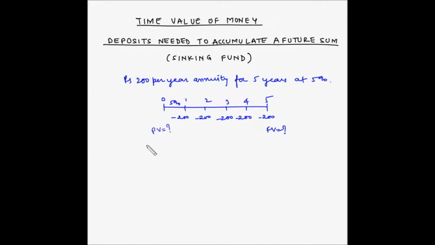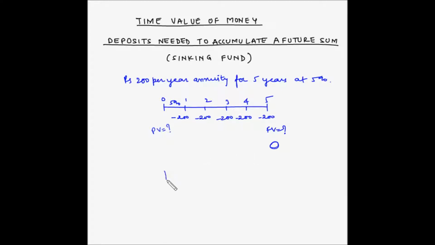However, if we know the future amount and we have to find out the annual payments needed to make up the future amount, then it is known as a sinking fund.